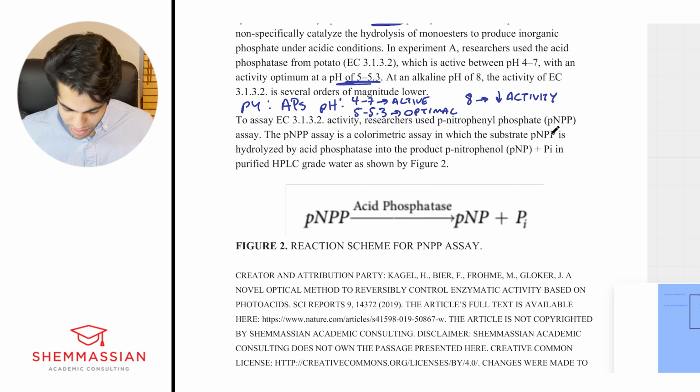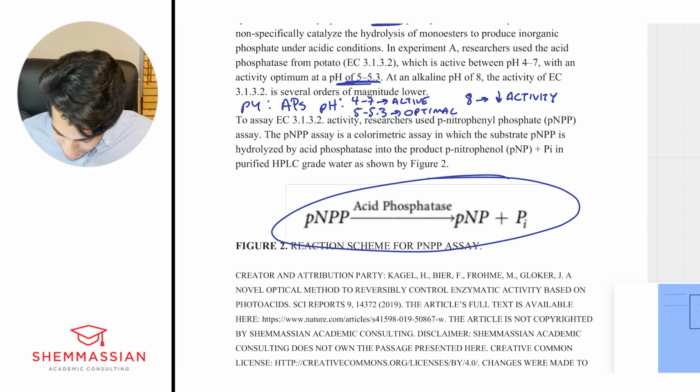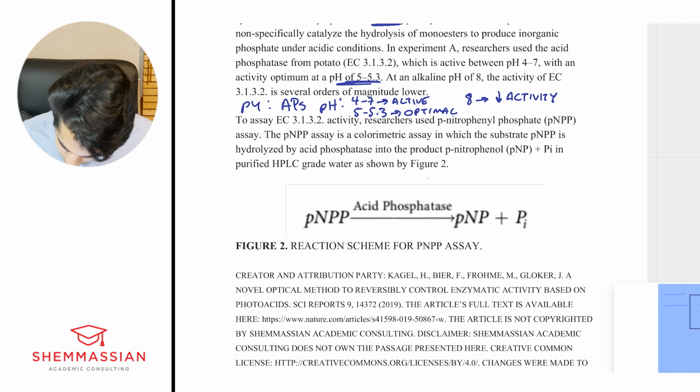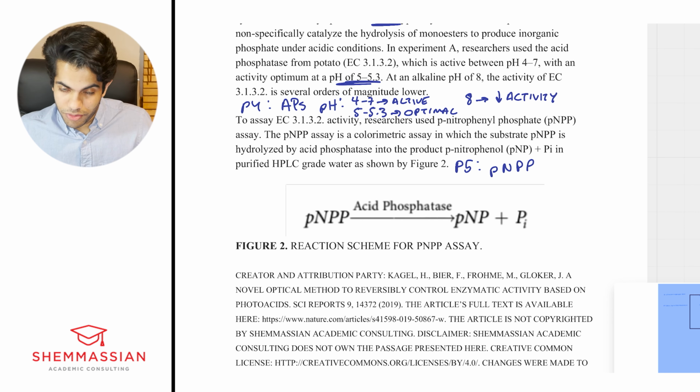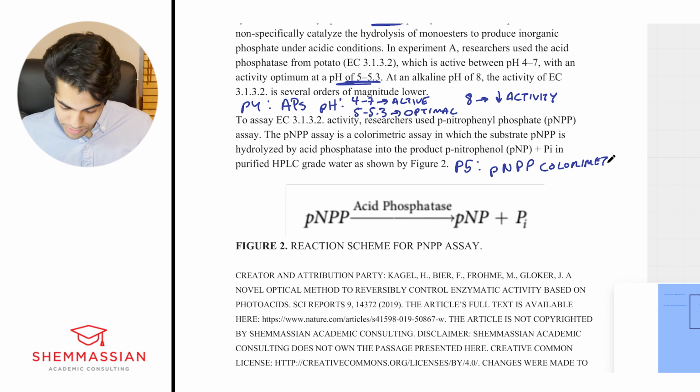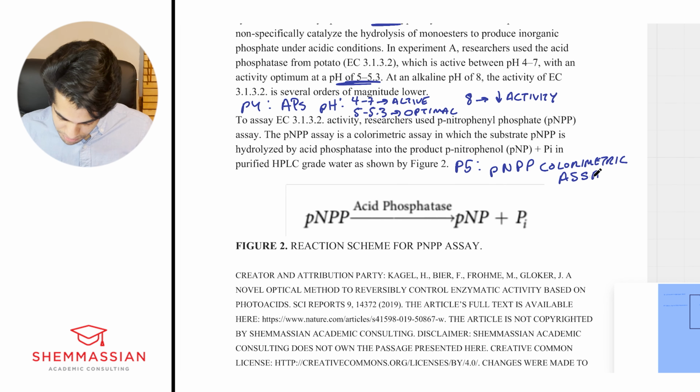Alrighty, this is honestly a really nice and concise paragraph here, especially because we have the reaction scheme, and if I'm being honest, I think that's actually the best summary of our paragraphs. So I think what I would just write is PNPP colorimetric assay, and then I'll make sure when I look at my outline that I take a look at figure 2, since that sums it up really nicely for us, where we have PNPP, p-nitrophenol phosphate, and using acid phosphatase, we get the p-nitrophenol and then that inorganic phosphate.